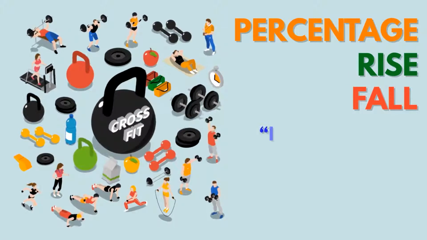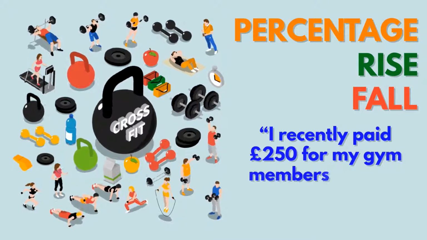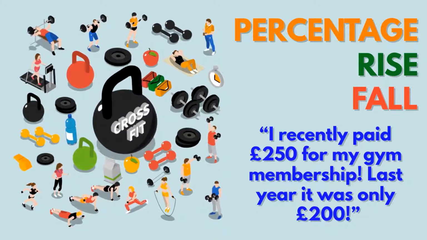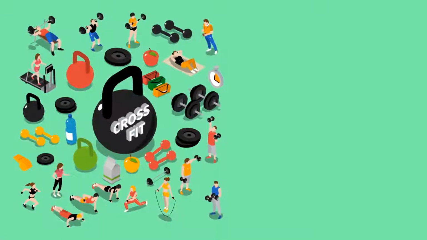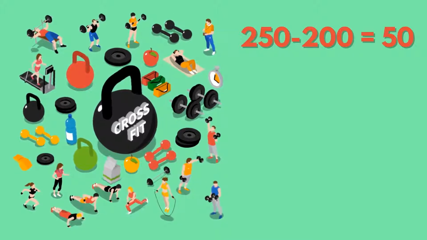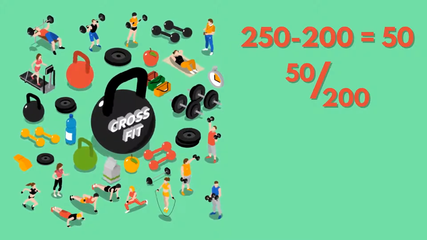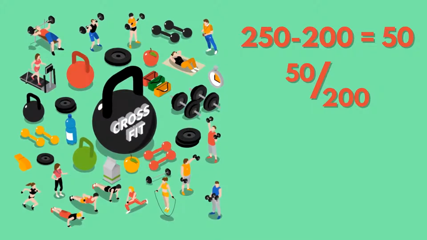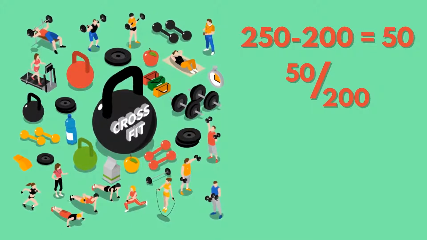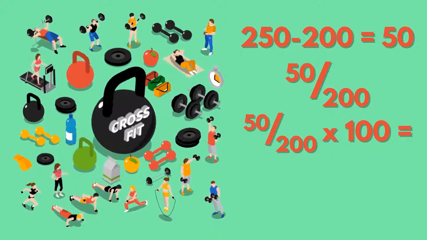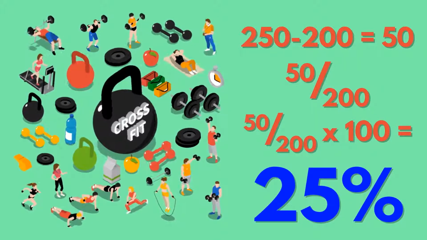How do we calculate a percentage rise or fall? I recently paid £250 for my gym membership. Last year it was only £200. Let's look at how to do this. We can calculate the difference. 250 minus 200 equals 50. We can create a fraction by comparing it against the original price. The difference is £50 over the original cost of £200. Finally, we can convert it to a percentage times 100, which shows that the increase was 25%.